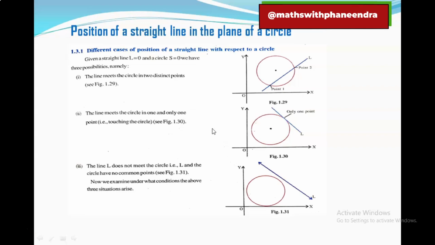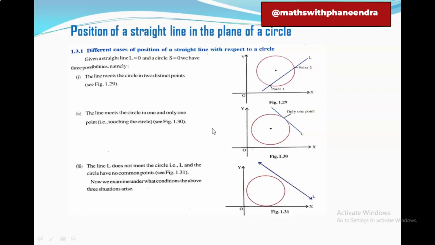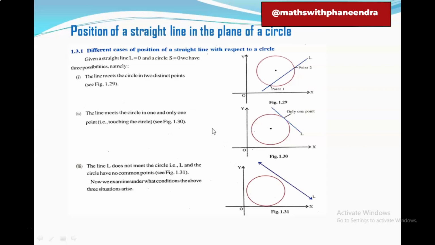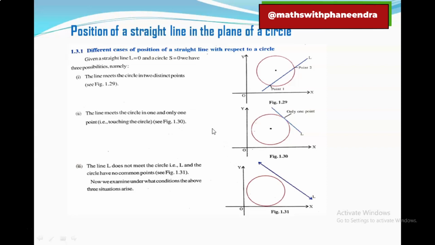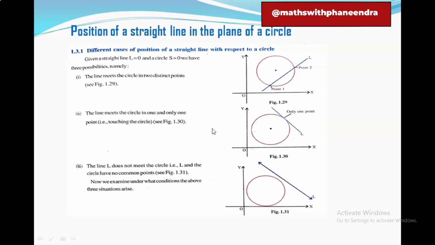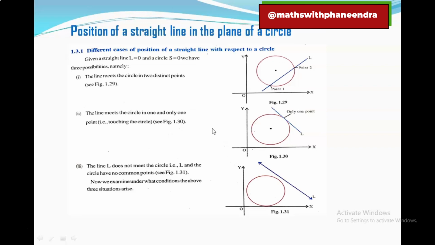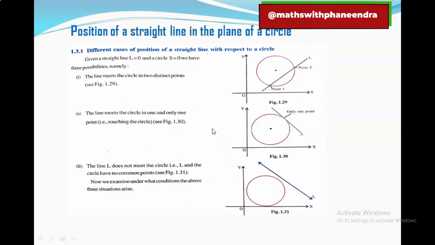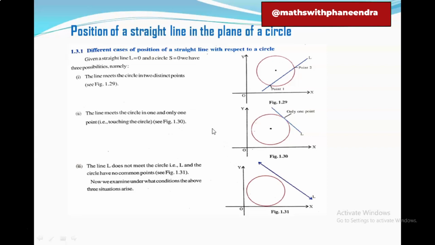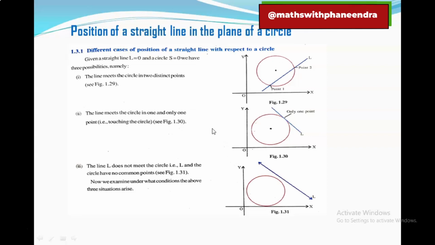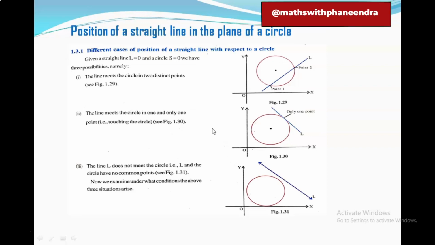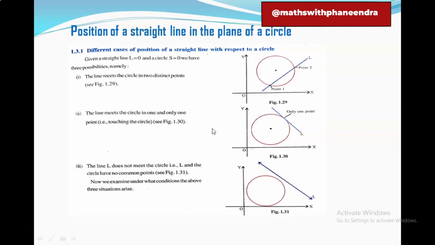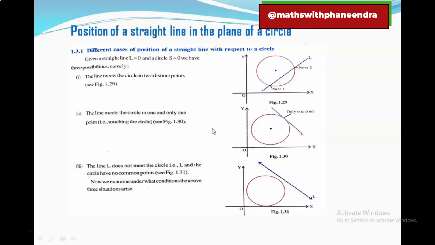Now we are going to discuss position of a straight line in the plane of a circle. In previous class we stopped at this concept. Now we are going to discuss about this concept. The position of a straight line in the plane can be divided into, as shown in figure, three parts.